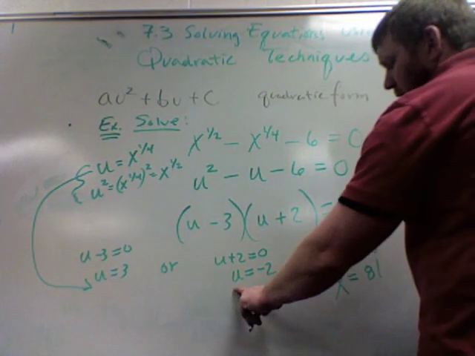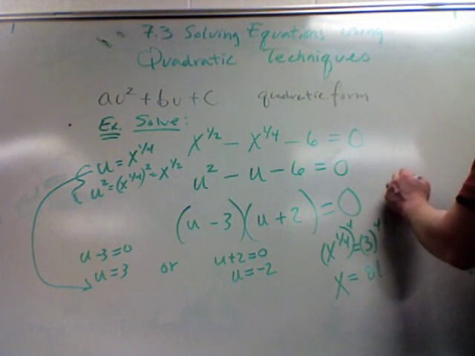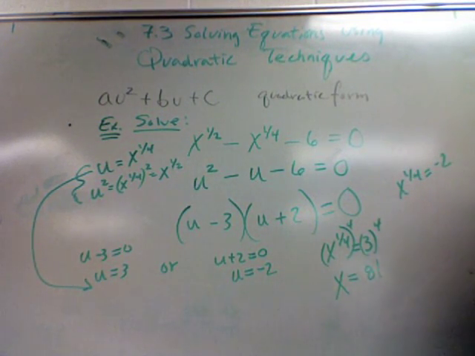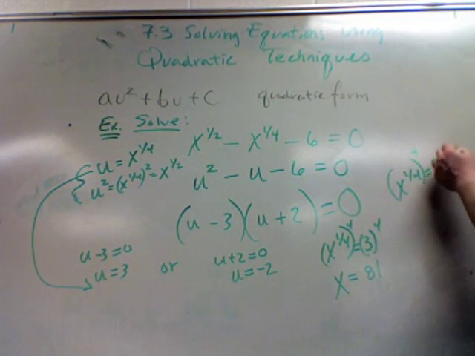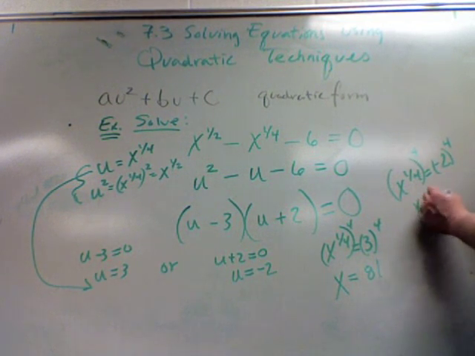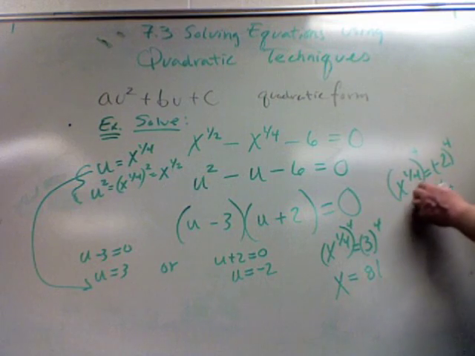I have to do the same thing over here with this value. I have x to the 1/4 is equal to negative 2. And if I raise both sides to the power of 4 again, what do I end up getting there? I get x is equal to 16 is what it says.